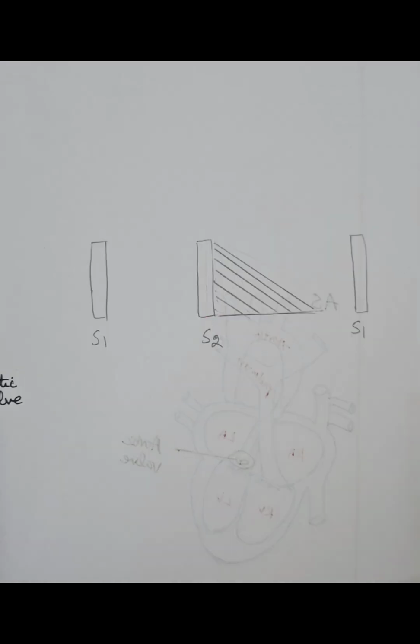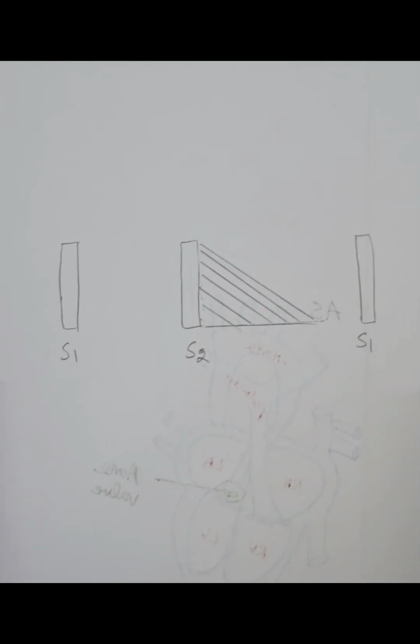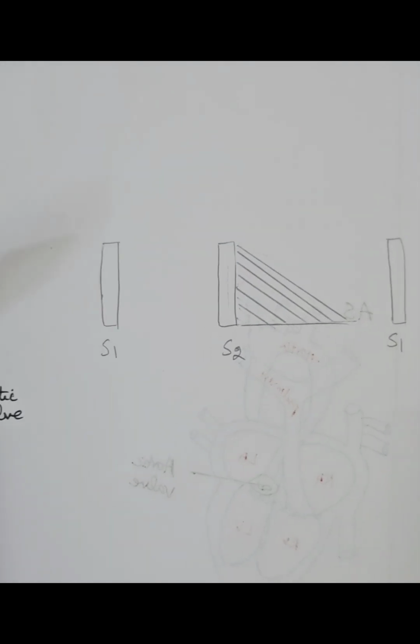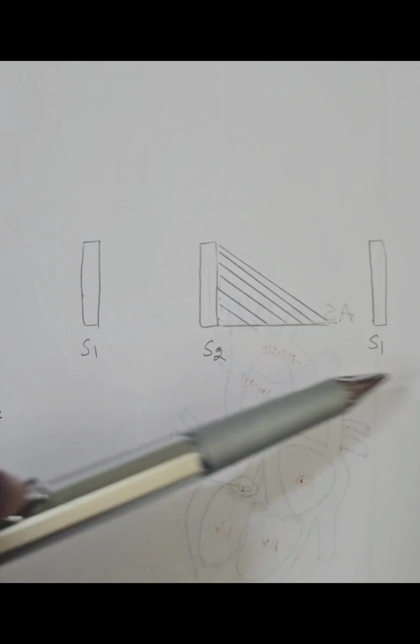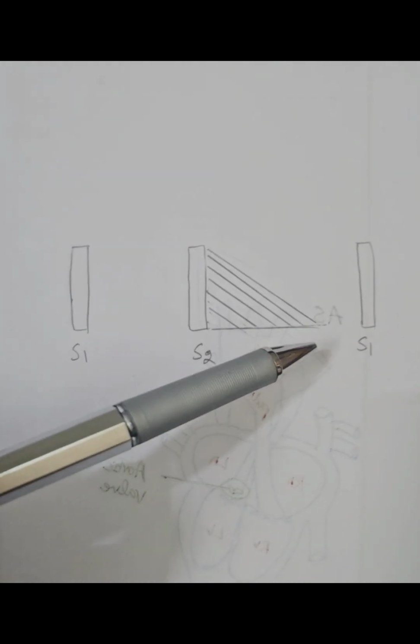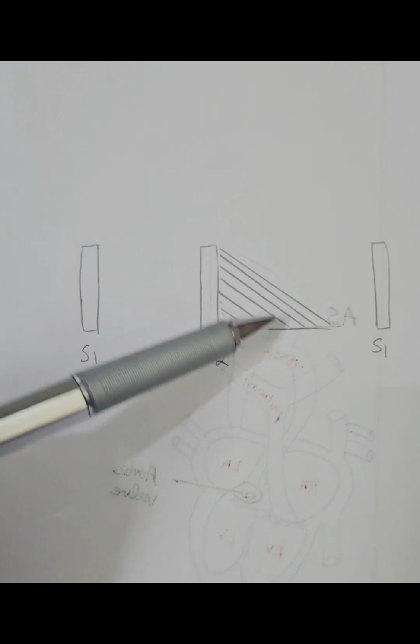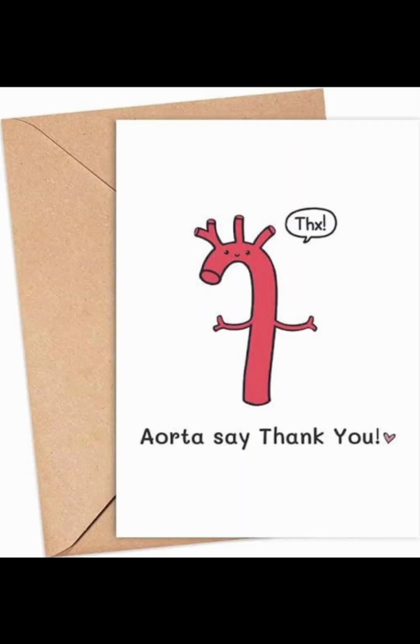To describe the murmur of aortic regurgitation, it's an early diastolic murmur. It's a decrescendo type of murmur. Early diastole, because S2 to S1 is called diastole. In the beginning of diastole, you are hearing it. It's an early diastolic decrescendo murmur.